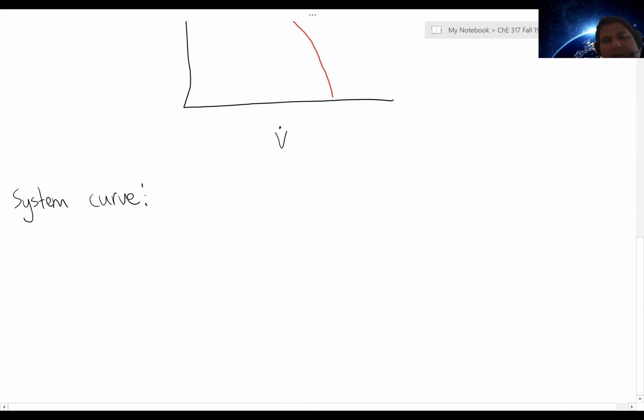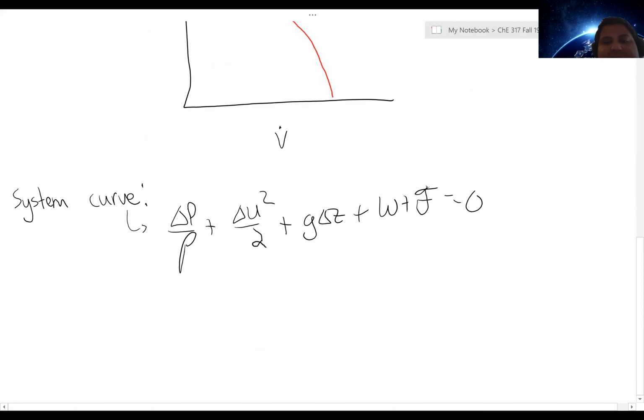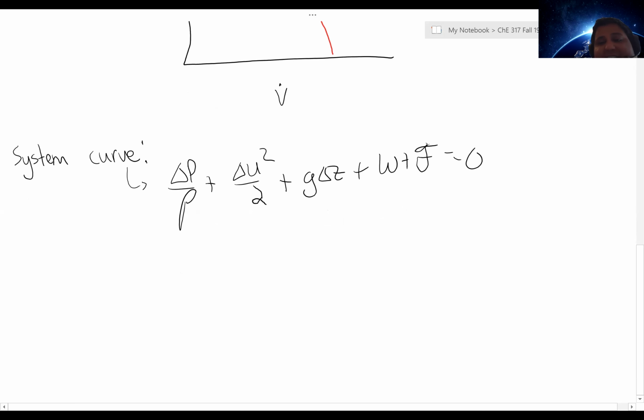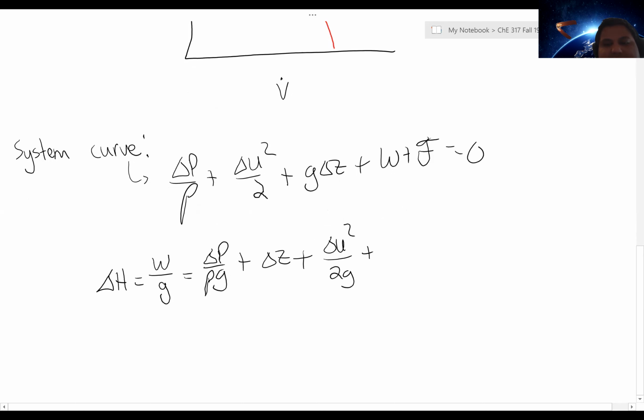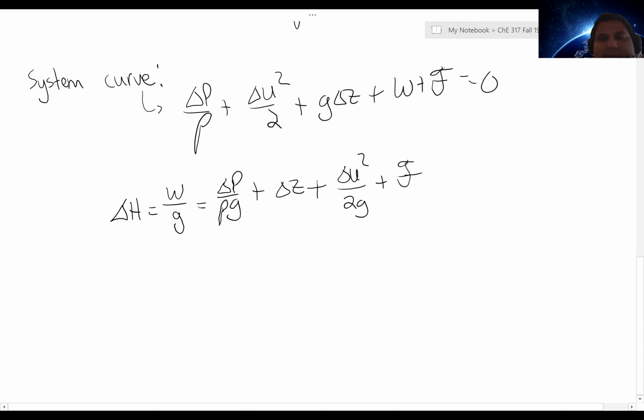Now, when I think about my system curve, what I'm really referring to is my mechanical energy balance, right? Delta P over rho plus delta U squared over 2 plus g delta Z plus work plus F equals 0. So if I'm solving for my head, I apply everything by g and divide by gravity. What I'm left with is delta H equals work over g, which is equal to delta P over rho g plus delta Z plus delta U squared over 2g plus F equals my total head, right? You see how I was able to rearrange the mechanical energy balance to solve for the head to be added to a fluid as it's considering our system.